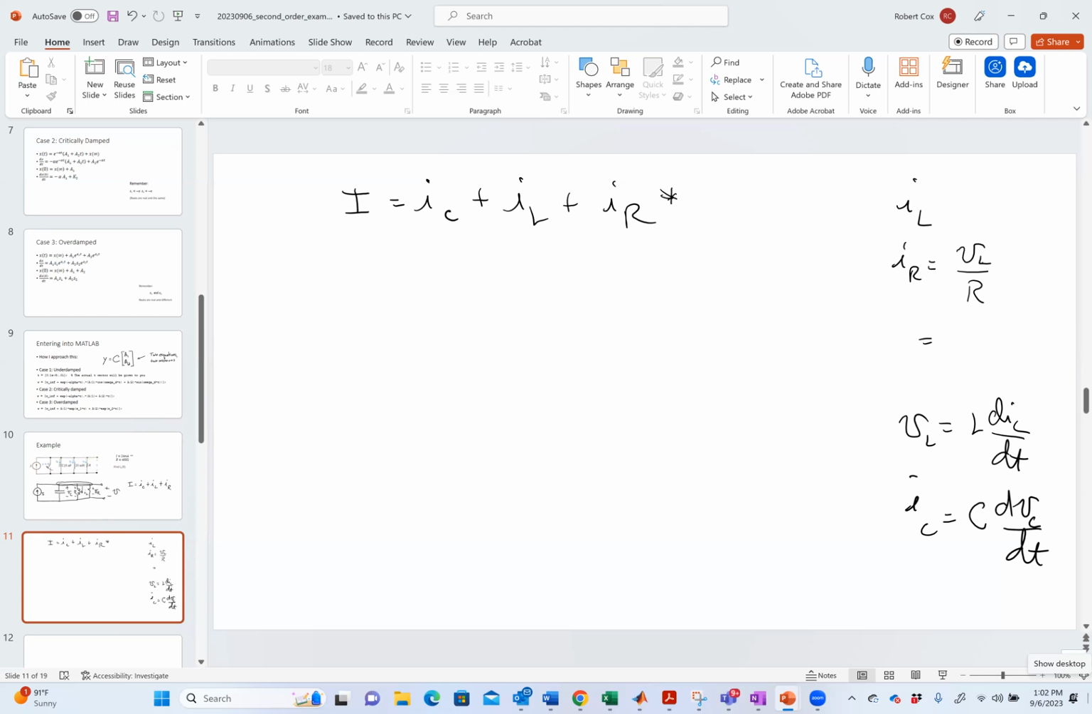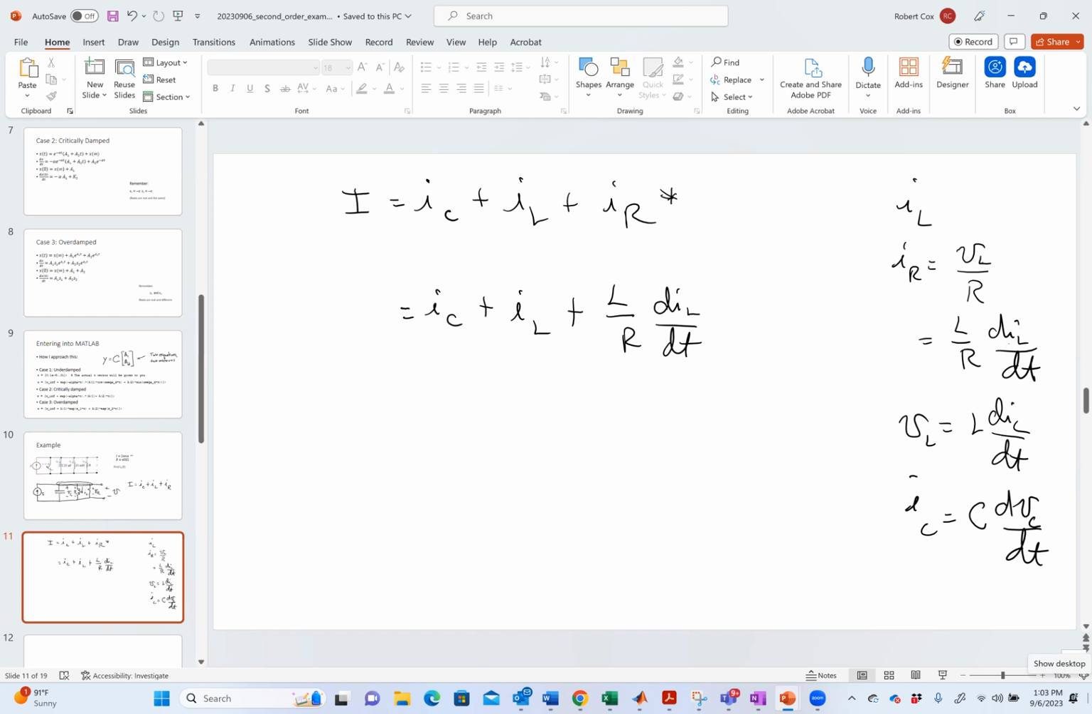Substitute what here? V_L, right? I can use this. If I plug V_L into that top equation, I get V_L is L over R dI_L by dt. Now I plug that back into my original KCL. So it's starting to look more like a differential equation, right? I say this is I sub C plus I sub L plus L over R times dI_L by dt. I'm making progress.